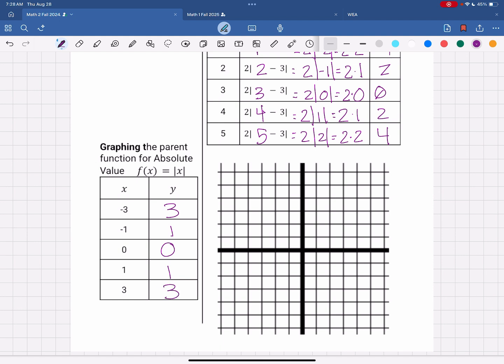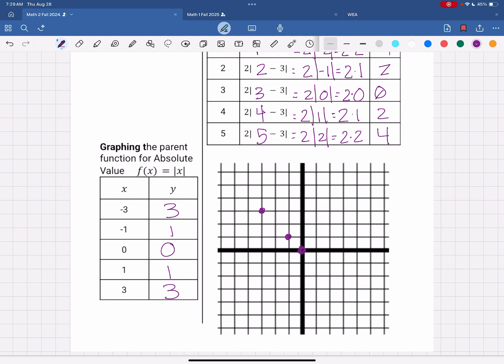So when we go and plot these points, I'm going to start at the origin. I'm going to go left 3 and up 1, 2, 3 for my first point. My second point, I'm going to start at the origin. I'm going to go left 1, up 1. My third point is at the origin itself. And now here's an unexpected. My fourth point for this graph is 1, 1. So I'm going to go right 1, up 1.